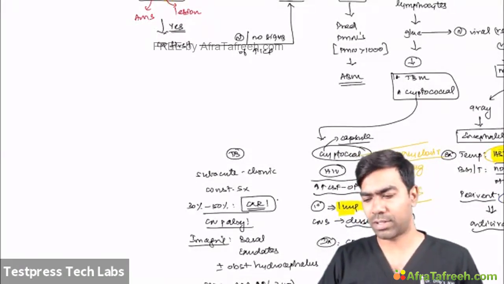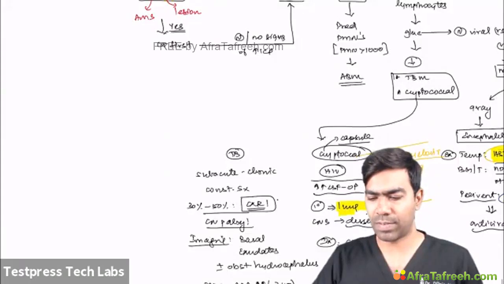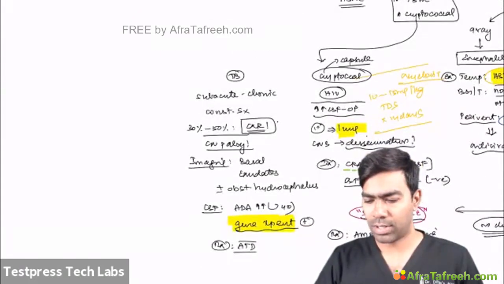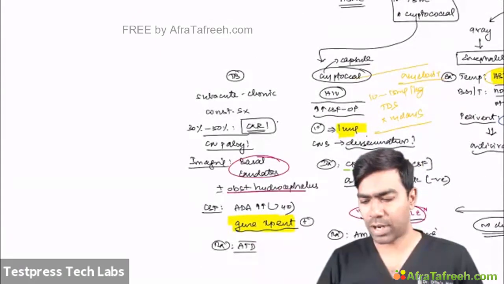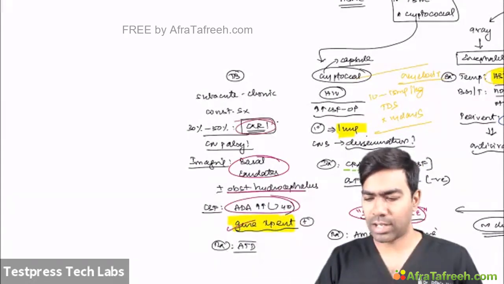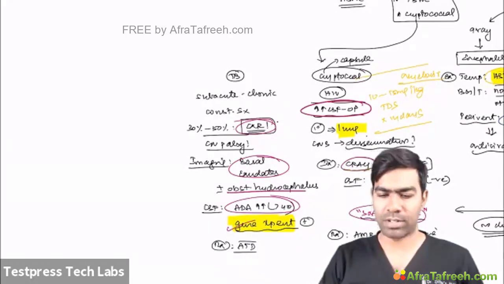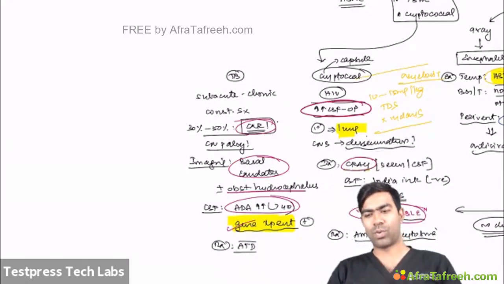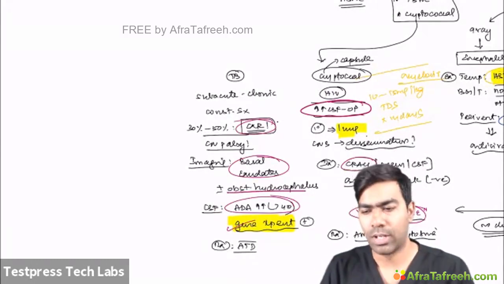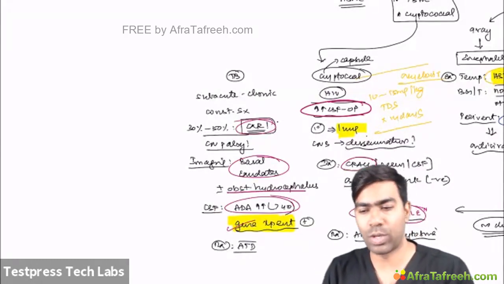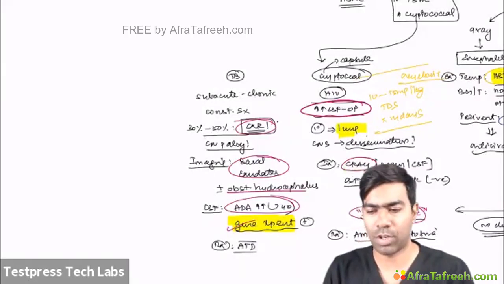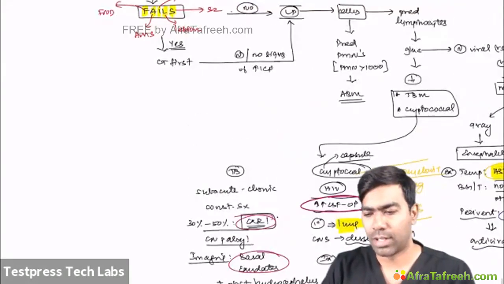Many times it will be confusing, but the keywords will be very simple. Soap bubble, basal exudates, obstructive hydrocephalus, elevated ADA, GeneXpert, chest lung disease, and CRAG, and very high opening pressure. So these are the keywords. That's why I told you. So that's how the examiner wants to make you go towards the diagnosis of TB or cryptococcal meningitis.